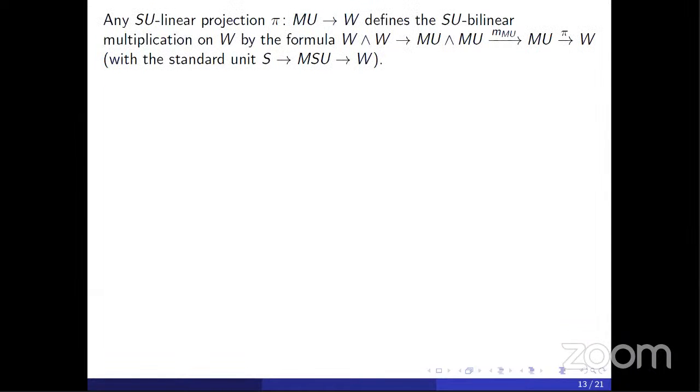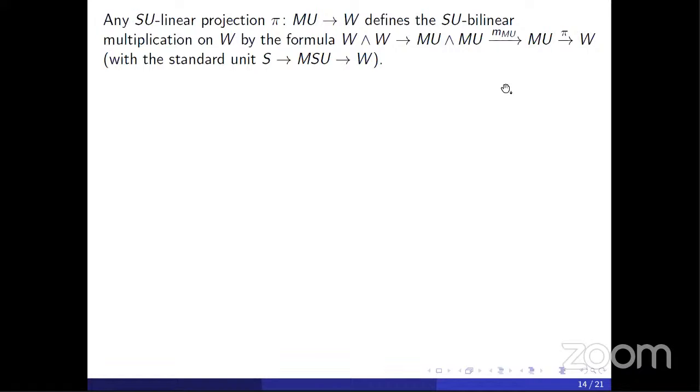Any projection from U to W defines the bilinear multiplication on W by the following formula: forgetting, multiplication in MU, and then projection. But the statement that it's a bilinear operation holds for any operation pi here. And the statement that pi is a projection on W, it's the identity on W itself. This statement is equivalent to the statement that this multiplication has the standard unit.